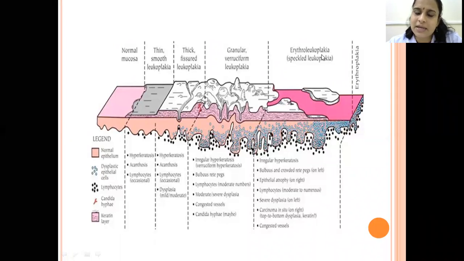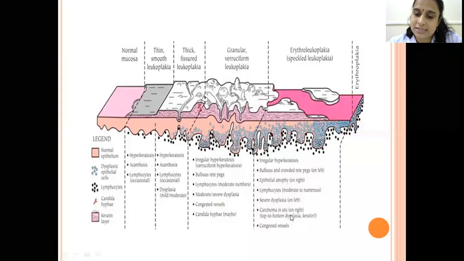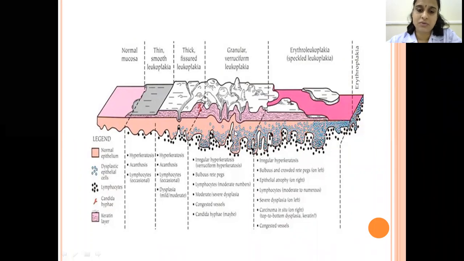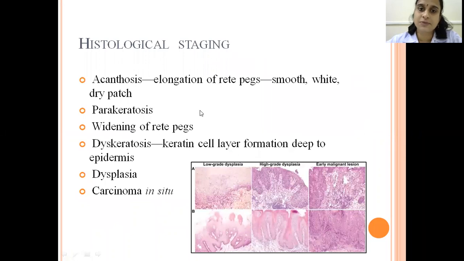Now, erythroleukoplakia is also called speckled leukoplakia. This is highly potentially malignant, and there is severe dysplasia, also presence of carcinoma in situ. Okay, this picture is just for you to remember well. Now, histological staging of leukoplakia is very important. Depending upon the stages, it can be classified as malignancy. Initially, there is just acanthosis, that is the elongation of rete pegs.